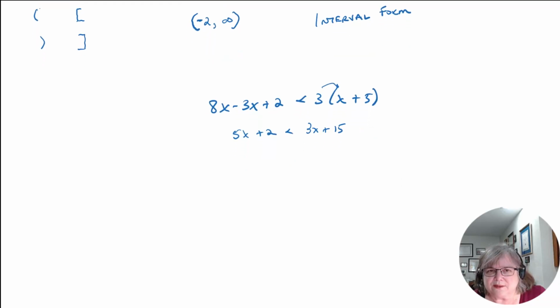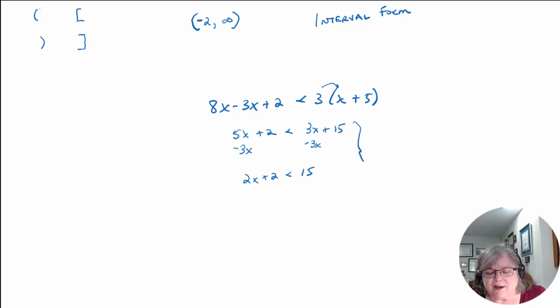Now I want my x's on one side. I want to isolate them on one side, and isolate my constants on the other. And I think most people tend to put their variables on the left either all the time, or they put the variables on the side where it's going to end up being positive so they don't have a negative variable. So to do that, I would subtract 3x from this side and subtract this side to be legal. So 2x plus 2 is less than 15.